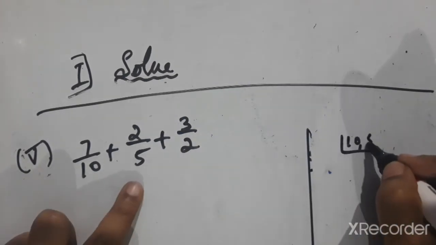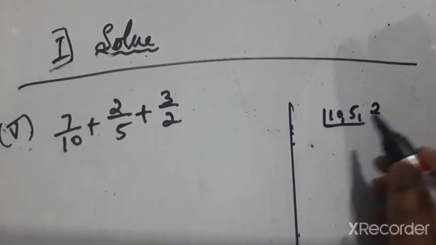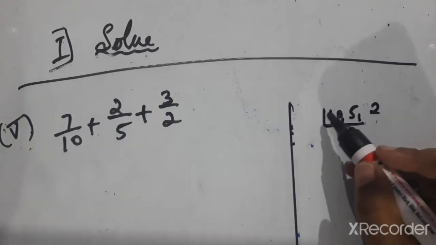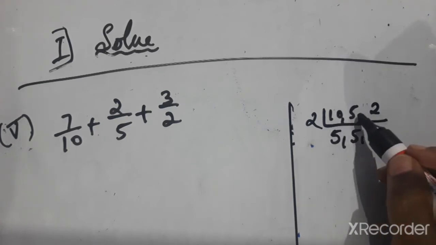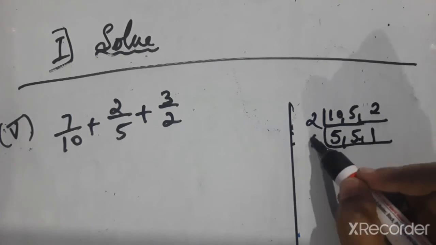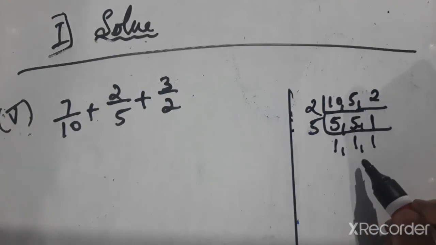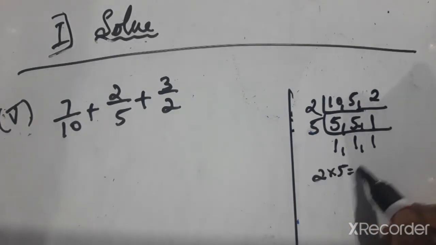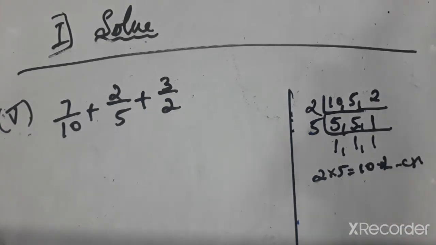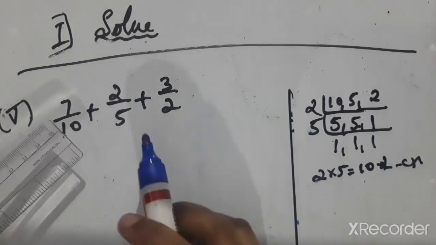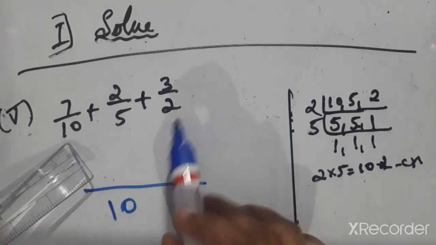LCM of 10, 5, 2. LCM of the denominator 10, 5 and 2. In which tables will it multiply? 2 5s are 10, 5 as it is, 2 1s are 2. Then try with 5, 5 1s are 5. LCM means we should get remainder 1 1 1 at last. 2 5s are 10. So LCM of denominator 10, 5, 2 is 10.